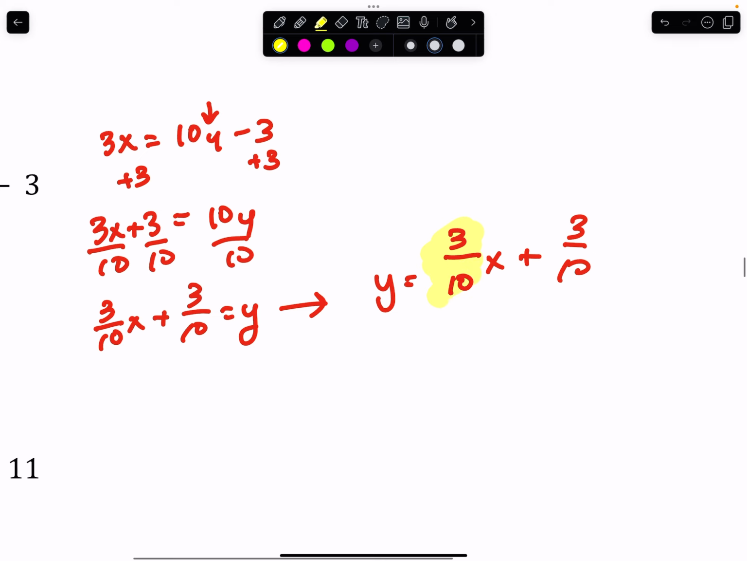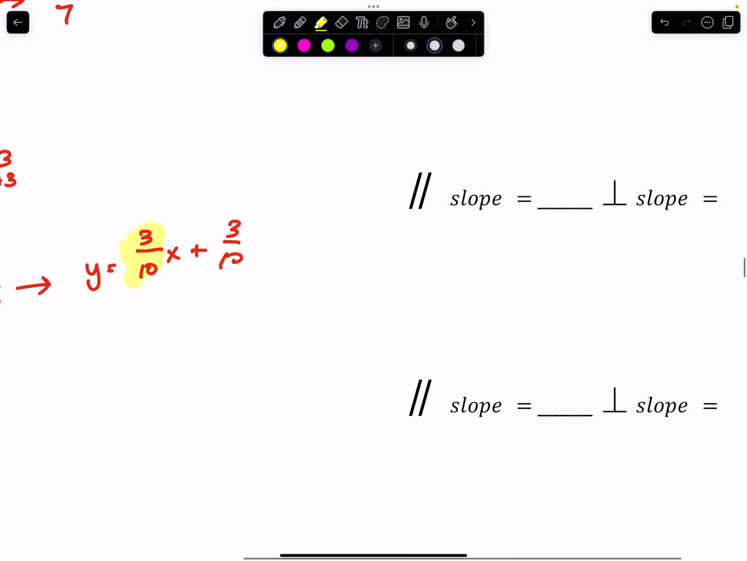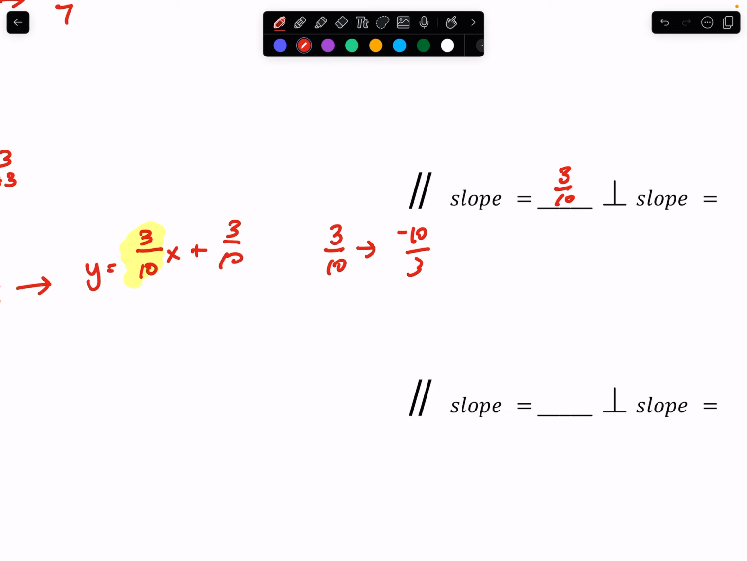What is the slope of this line? The slope of this line is going to be 3 over 10. So the parallel line would also have a slope of 3 over 10. Now let's find the opposite reciprocal of 3 over 10, right? This is going to be negative 10 over 3. You flip it and make it negative.